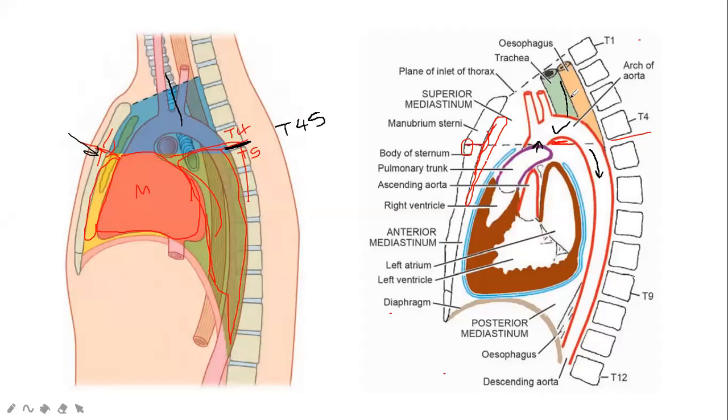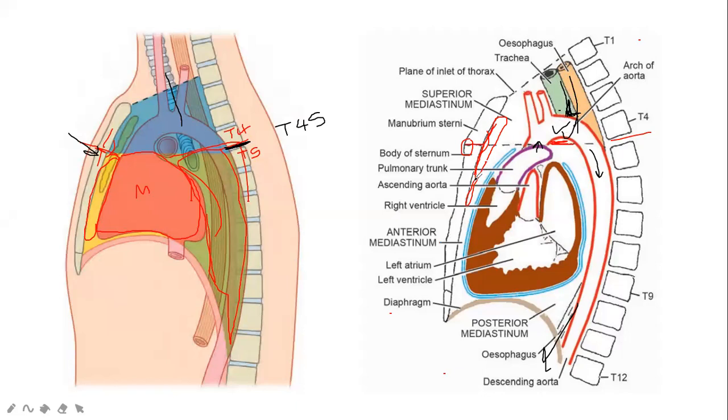The vagus nerves always follow the esophagus until they pierce the diaphragm at the esophageal opening. But the recurrent laryngeal nerve will just wind around and go back to the neck. So the left recurrent we find within the superior mediastinum.